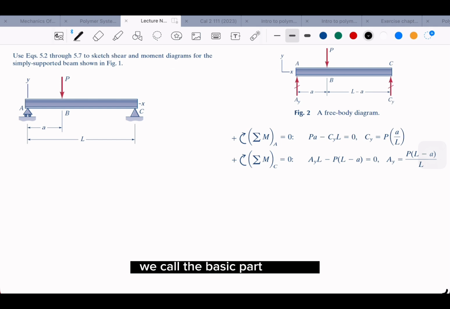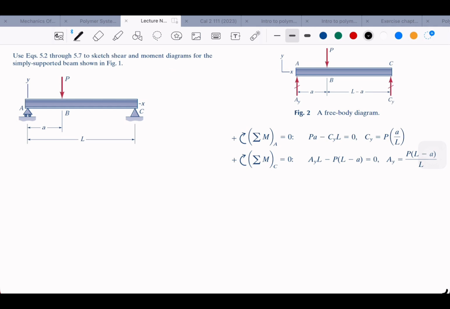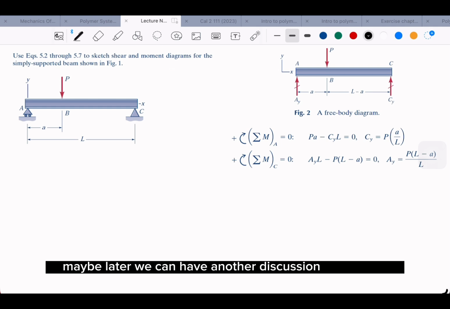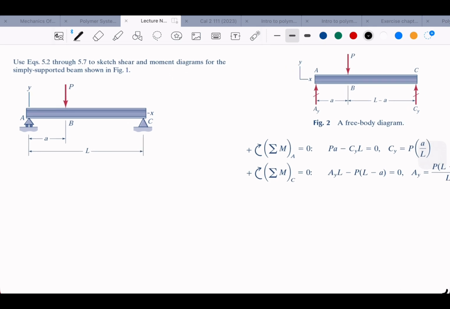We call them the force method and the displacement method. Basically, that is how we start. If you have torque and you want to know the angle, then you can start from there. Or if you want to start in reverse, okay, start from the torque and then find the displacement. You can choose between those two methods, the force method and displacement. Okay, but if I have time, maybe later we can have another discussion for the quiz. But for now, let's see this part here.